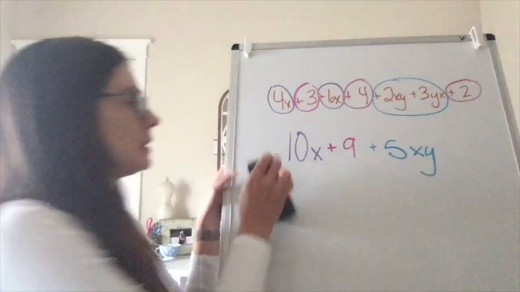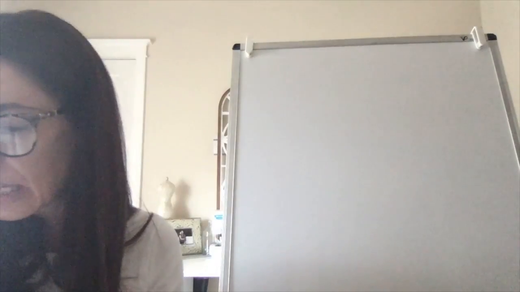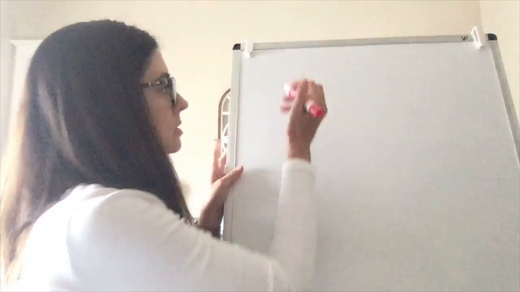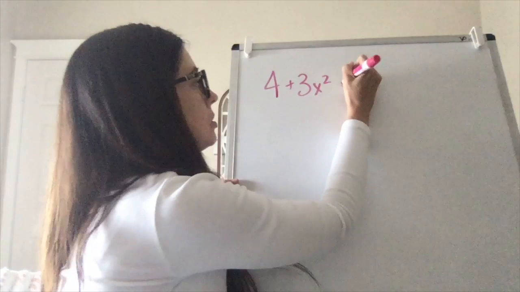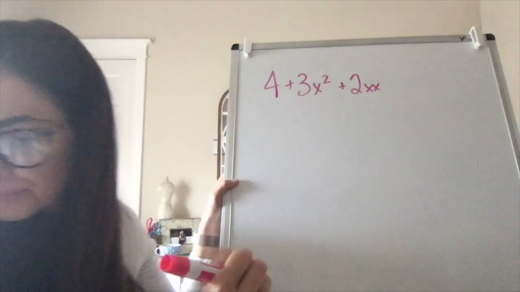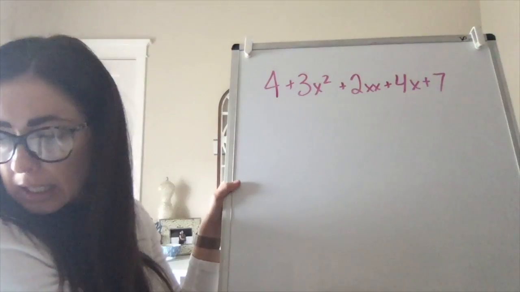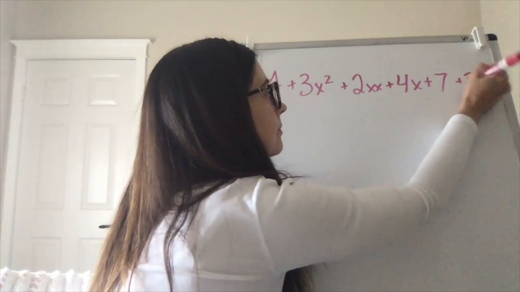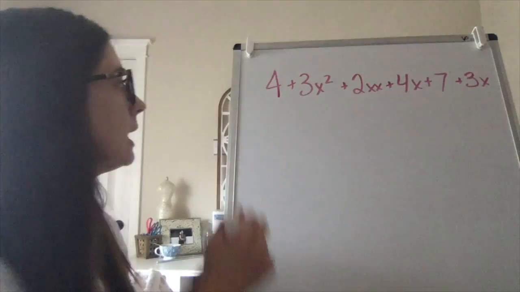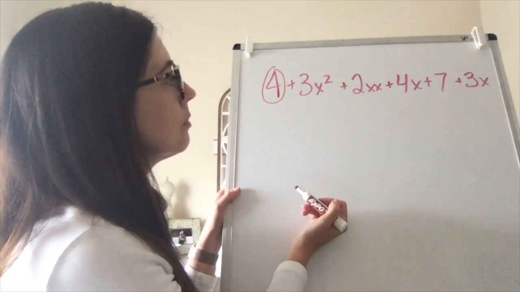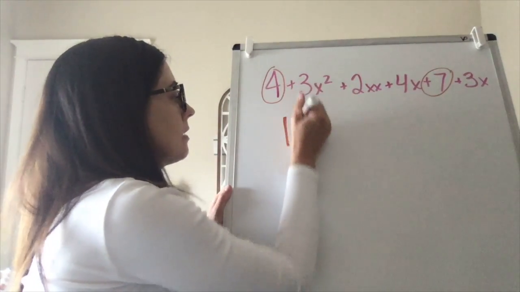We have one more example. Let's look at the next example that says 4 plus 3x squared plus 2xx plus 4x plus 7 and then plus 3x. Now again, I already can see they're trying to trick you with a couple things here, okay? So let's start with our first term, and it's a whole number. So I'm going to go through and circle all my whole numbers. I have 2 of them, so I have 4 plus 7 is 11.